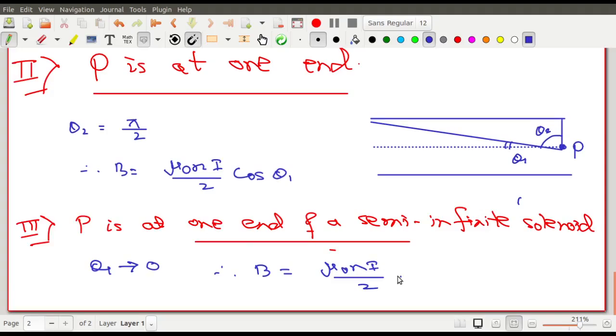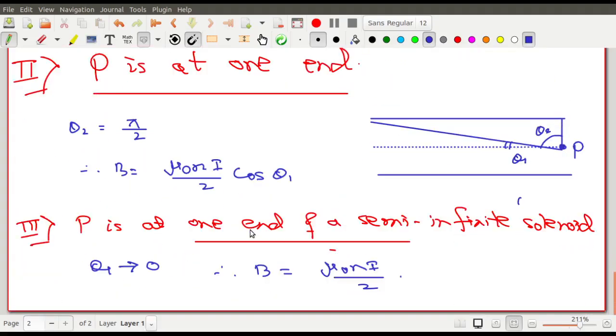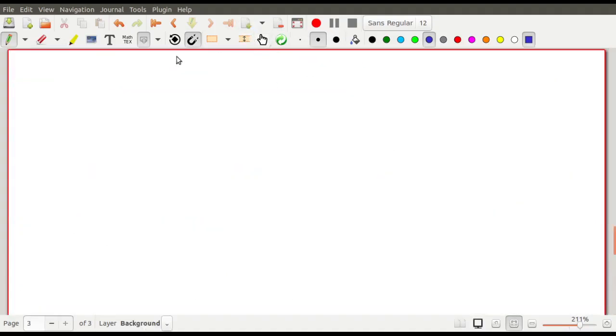But out of all this, the most important is this one, mu 0 ni. That is for an infinitely long solenoid, or when the radius is very, very less than the length. That is what I call infinite. Fine. But let me just show you a numerical example from here, a very simple example.